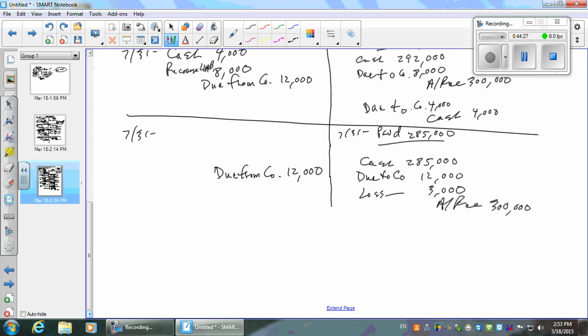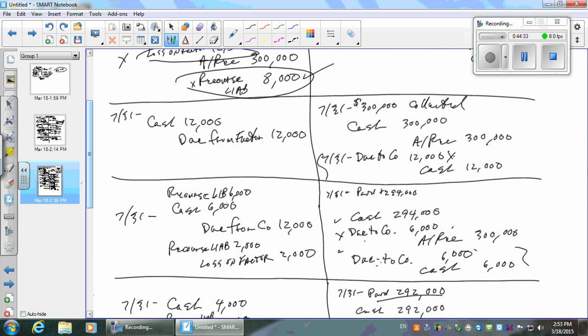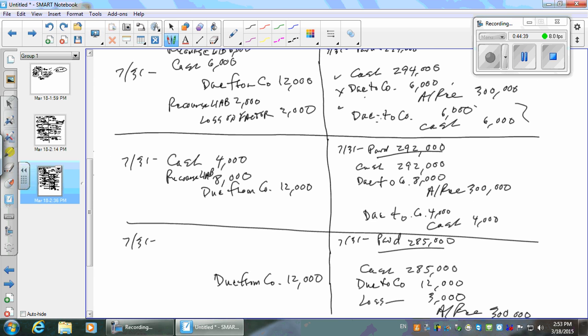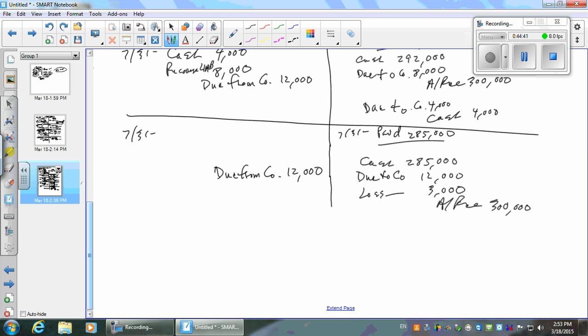Recourse liability. Wait, no, you wouldn't have the recourse, would you? Since it was without recourse. Oh, wait a minute. This was with recourse. I thought this was without. No, this is with. I'm sorry. We're backing up. We're switching around. This is with recourse, so it's not a loss. The loss was on the other one, without recourse. This isn't a loss. What is it?